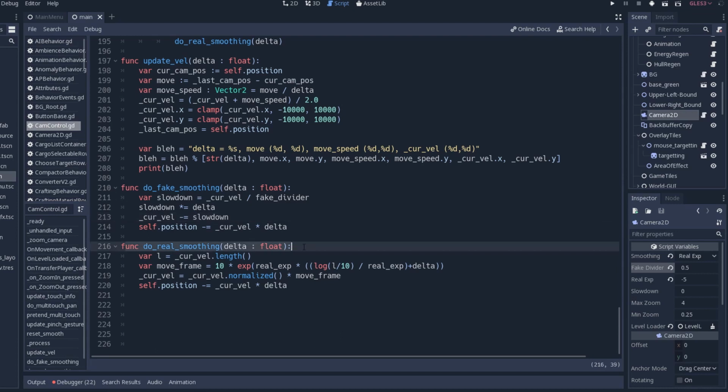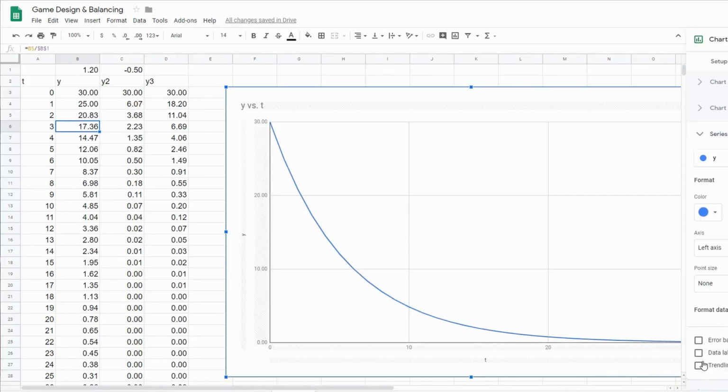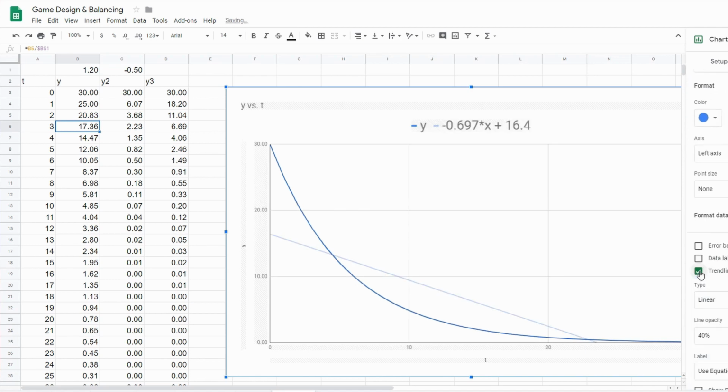Because when you think about it, what does dividing by 2 every frame mean? Well, if you plug it into Excel or something like that, it will tell you that this is basically just doing an approximation of the exponential function.